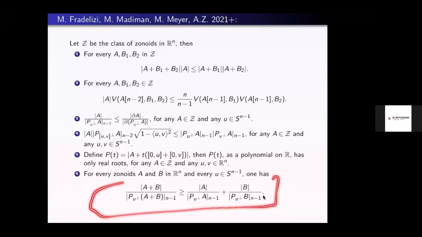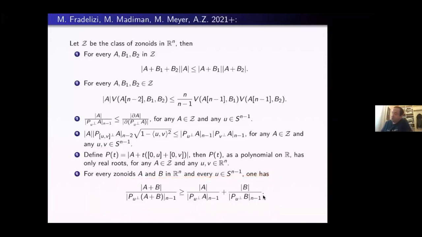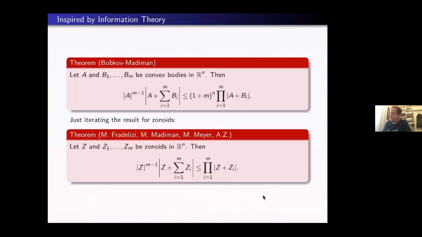Even this cool inequality is true for zonoids. So let me just finish. You remember I had this inequality by Bobkov and Madiman; you can iterate it and get that this inequality, if all bodies are zonoids, is just true without any constant, which is quite cool. Okay, so I'm terribly sorry for taking more time. Thank you so much.